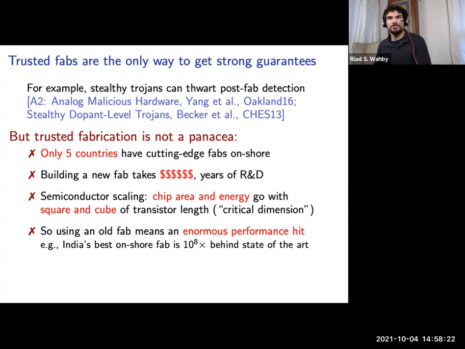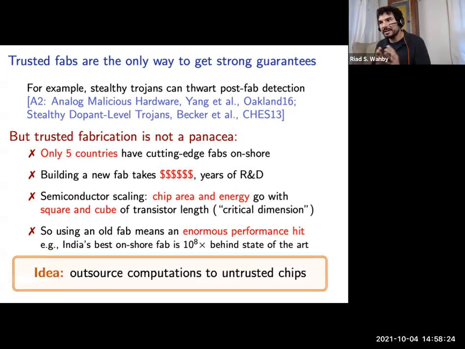So this is where maybe proofs can come in. The idea here is we're going to outsource in the hardware context. We're going to take computations, outsource them to untrusted chips, and then only check that the result the untrusted chip computed was correct. We call this verifiable ASICs.